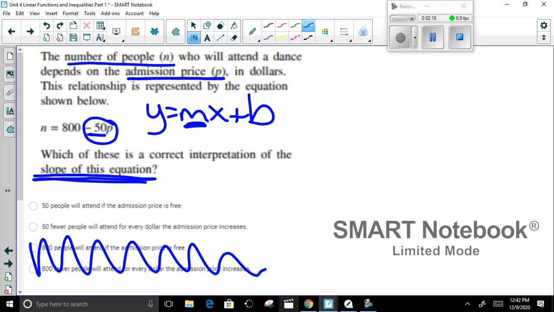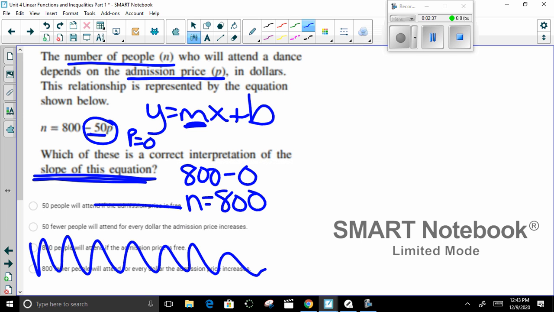50 people will attend if the admission price is free. Well, if the price is free, that means P would be 0. If I put P in as 0, I'd get 800 minus 0, which equals 800. N is my number of people, so if the admission price was free, my number of people would be 800. Well, that's out of there, because that's not true.